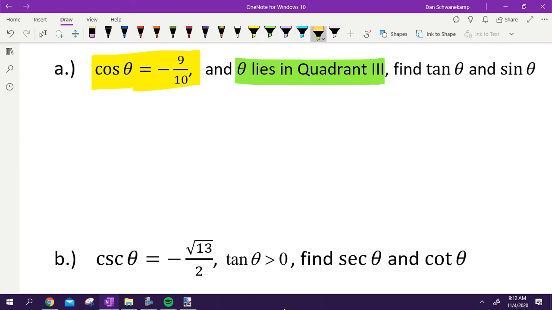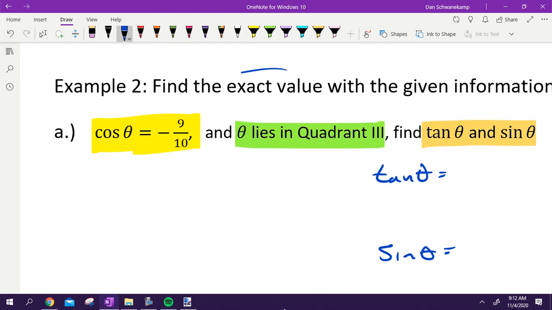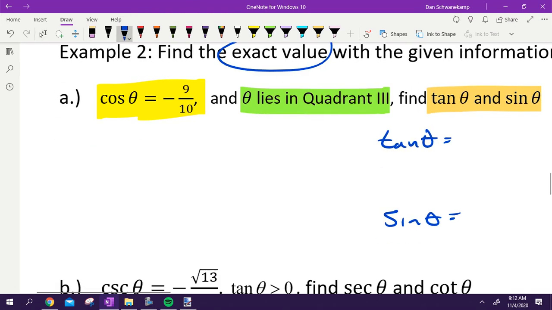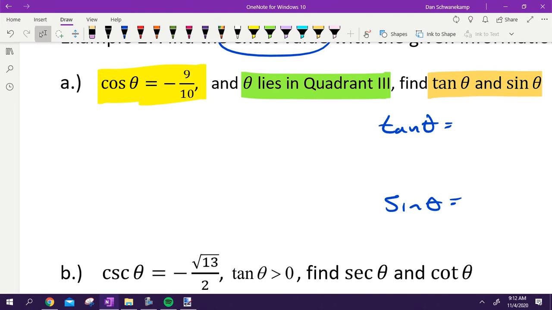Our job in the end is to find tangent and sine. So I'm trying to figure out what tangent of theta is. I'm trying to figure out what sine of theta is. Anytime I'm trying to find trig values, we're finding the exact value. We are thinking x, y, and r. So we're going to start off here with x, y, r.